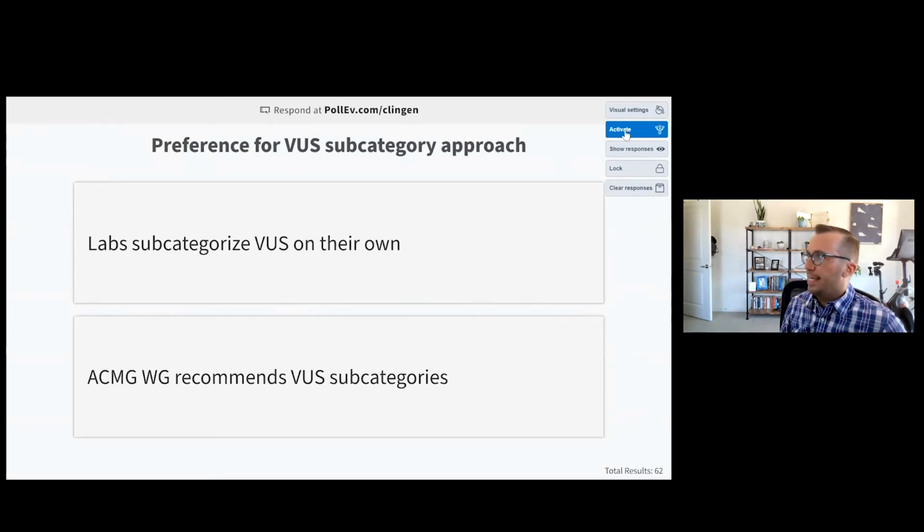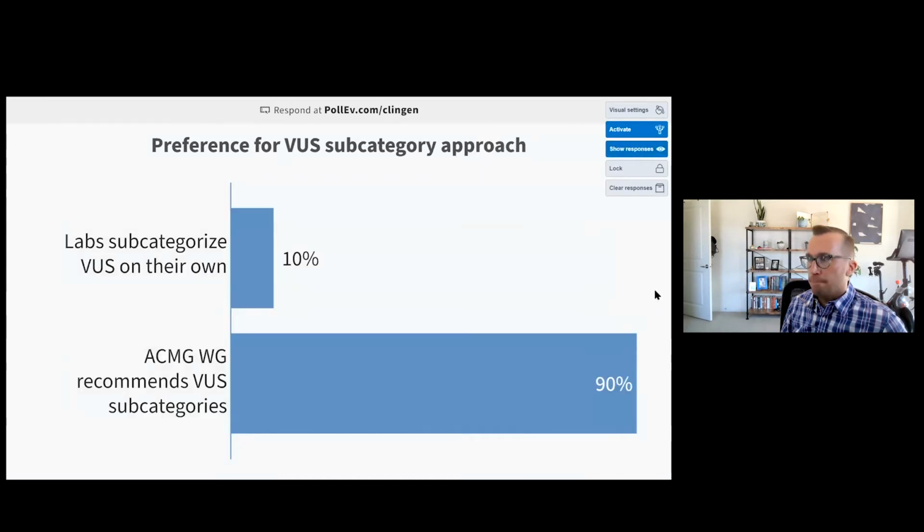All right, looks like it has died down, so I'm going to show the responses now. It's good news that the majority are in favor of the ACMG work group actually recommending these subcategories, and what thresholds to use and what terminology would be applicable.